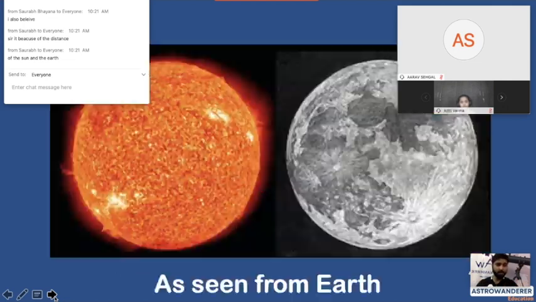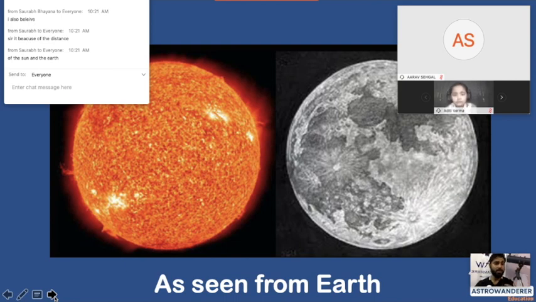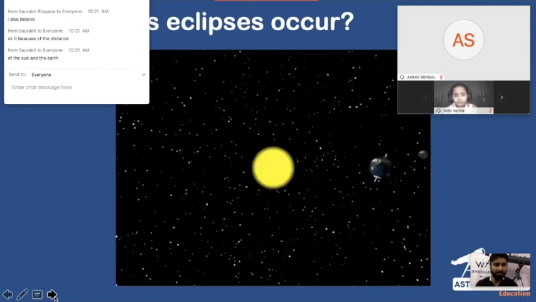So what happens is, as seen from earth, the sun and moon are nearly the same size. I wouldn't say exactly the same size, because the moon keeps on changing its size slightly. We'll talk about it later, but approximately the same size. They both are the same size as viewed from the earth. Now why do eclipses occur?